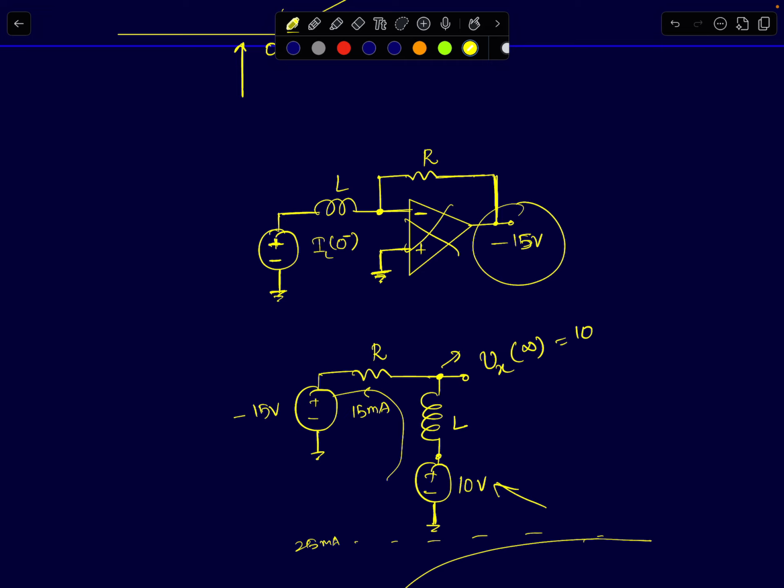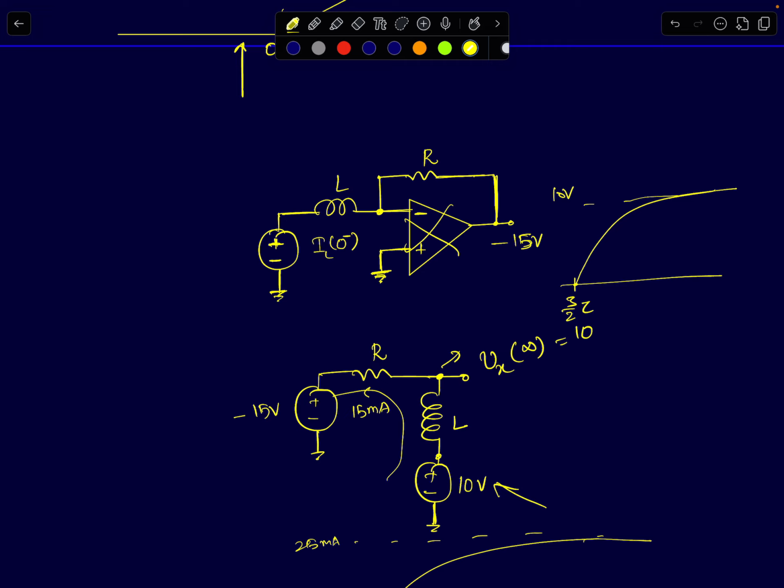Since it's a first order circuit, I know the initial value, I know the final value, and I also know the time constant, so I can plot the response. So this will happen after 3 by 2 time constants. Your circuit will reduce to a first order circuit, and Vx will start from 0 and grow to 10 volts. Now you just have to find what is the current.